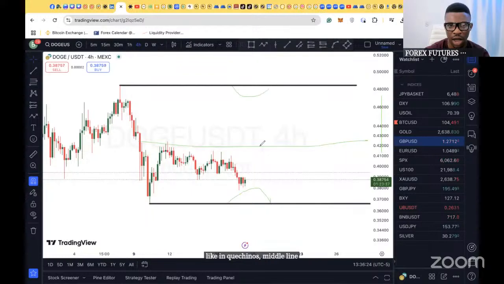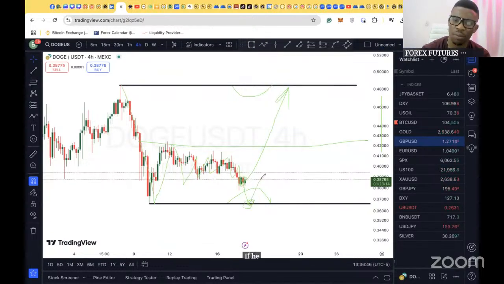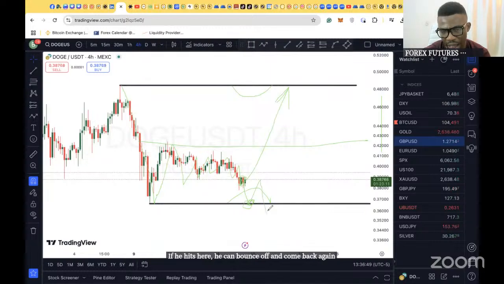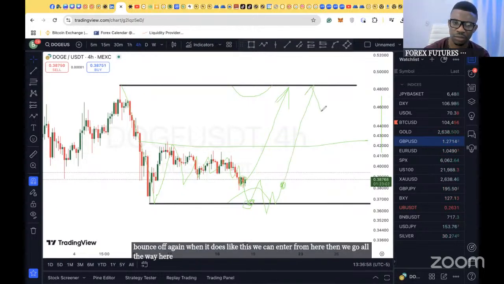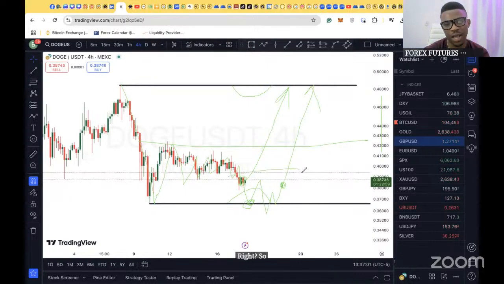The idea is that this guy came from up to down. On his way going back up, he couldn't. He's now trying to gather energy to go up. Right now, this is where it is. It's supposed to go up because that is where we are going. If it goes down, we'll allow it to go down. If it hits here, it can bounce off and come back again. Sometimes it can go down outside like this, come back again, bounce off again. When it does this, we can enter from here, then we go all the way here. So any situation that happens here is a good place for us to enter.